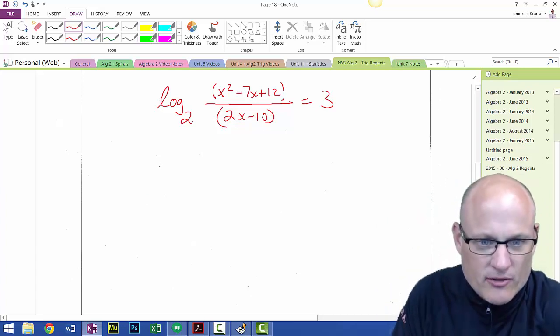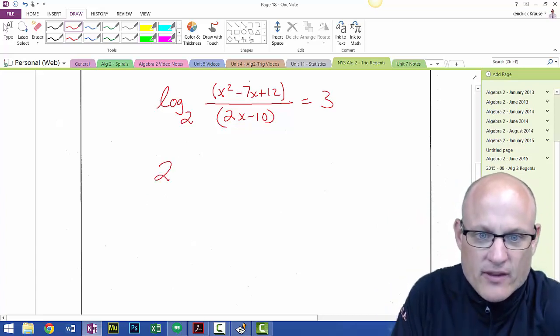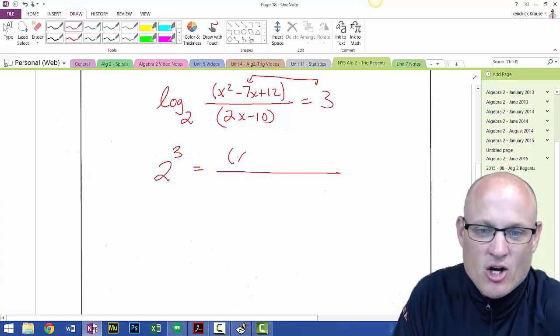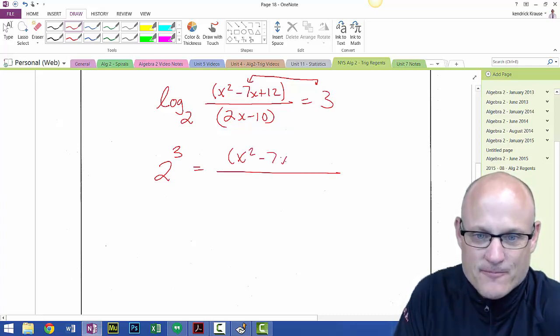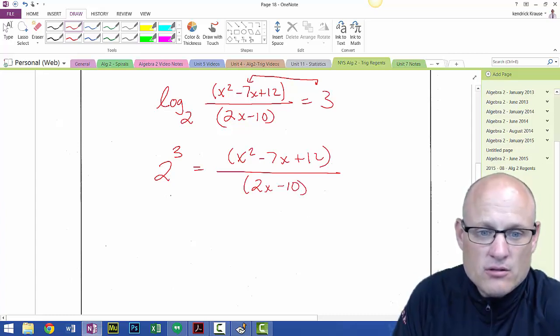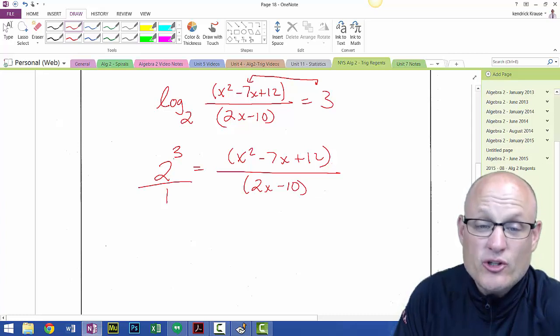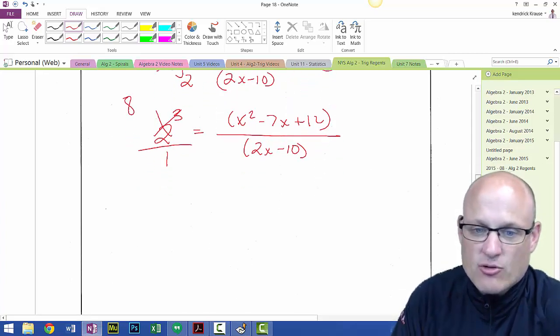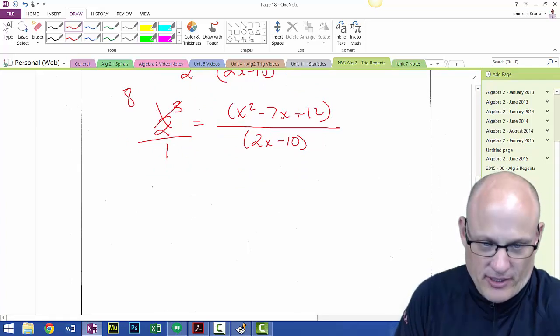So what am I going to do? I'm going to say, oh, okay, 2, and then these two things switch. So 2 cubed is equal to this glorious mess. Oh, well, I'm going to put this over 1. Now, 2 cubed is really 8. So now I'm going to cross multiply. Oh, yeah, you got to cross multiply.